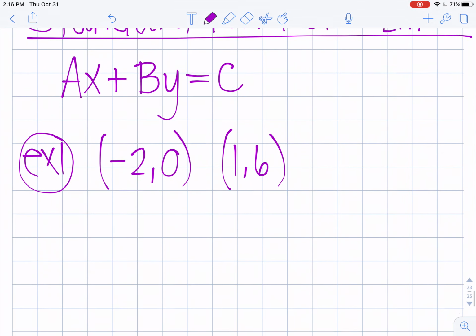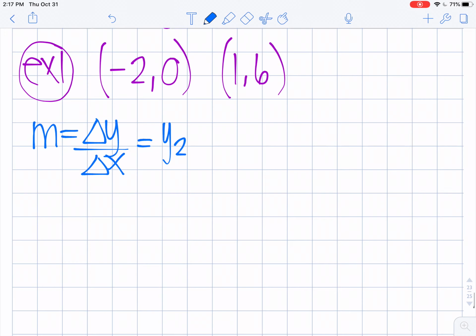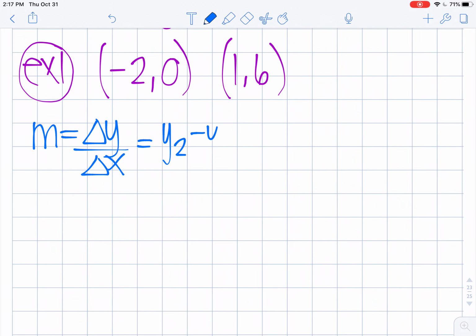So you'll notice the first thing that we have to do is find the slope. So to find the slope, my slope equation is equal to the change in y divided by the change in x, or y2 minus y1 over x2 minus x1. So if this is my point 1 and this is my point 2, and remember points go x comma y.